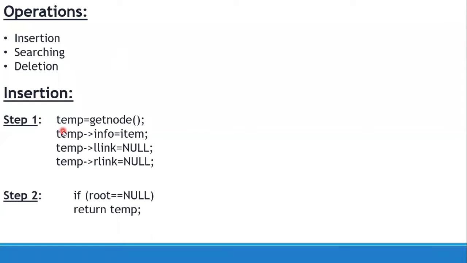Step 1. If an item is read from the keyboard, it must be stored in a node. This is achieved by using the malloc function with the help of the getNode function. So the code is temp equals getNode, temp of info equals item, temp of llink equals null, and temp of rlink equals null. Step 2 is if the tree does not exist, then return the above node itself as the root node. So if root equals null, then return temp.